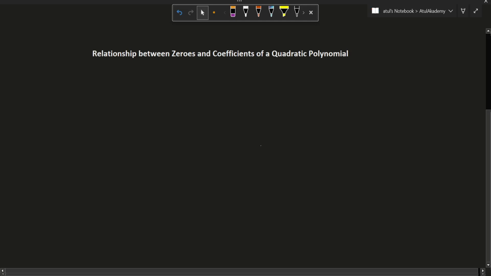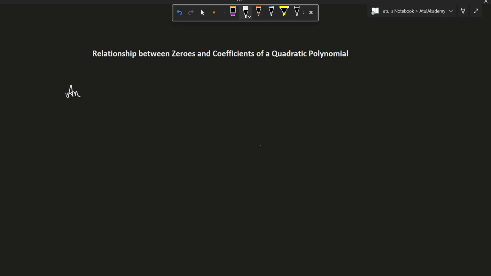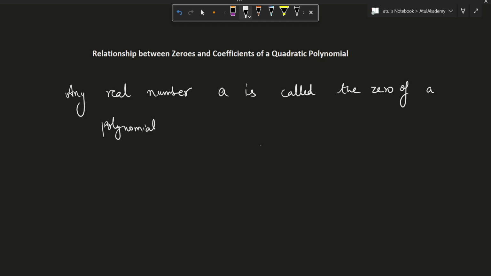Today, I'm going to teach you about the relationship between zeros and coefficients of a quadratic polynomial. What exactly is a zero of a polynomial? Any real number a is called the zero of a polynomial. Let's say we have a polynomial p of x, if p of a equals 0.